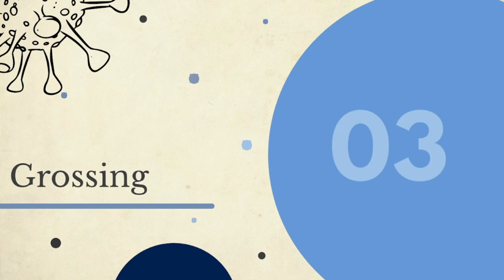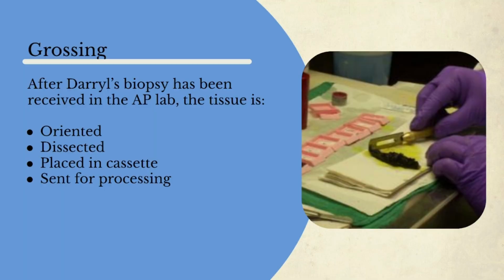Grossing. After Darryl's biopsy has been received in the AP lab, the tissue is oriented, which is most important in identifying which areas are most likely to detect a neoplastic process like cancer. This will vary dependent on the amount of layers and the organ or tissue type. The tissue is also dissected. This is where we would assess the physical characteristics of the specimen in color, dimensions, weight, etc.